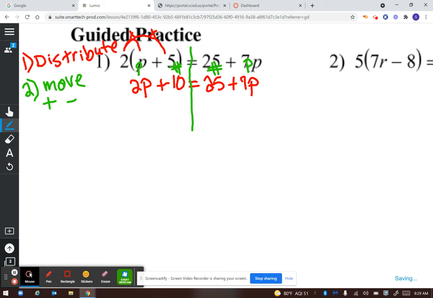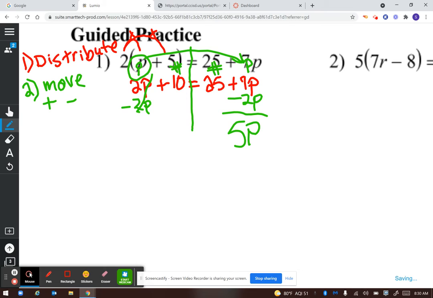Just like in football, when you start at the line of scrimmage, all of one type of player has to be over there with its teammates. So we need the P to move with the P. And I just like to pick on the little guy, so I'm moving 2 with 7. Minus 2P and minus 2P. Those cancel off, and 7 minus 2 is 5P.